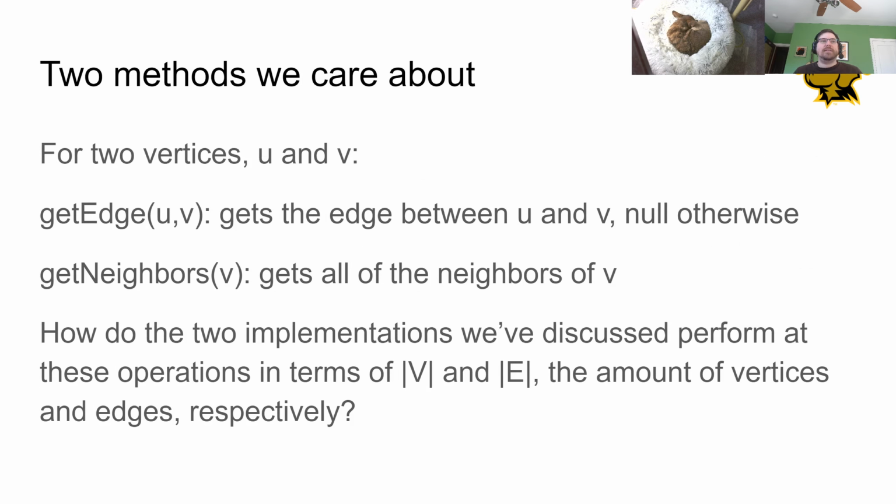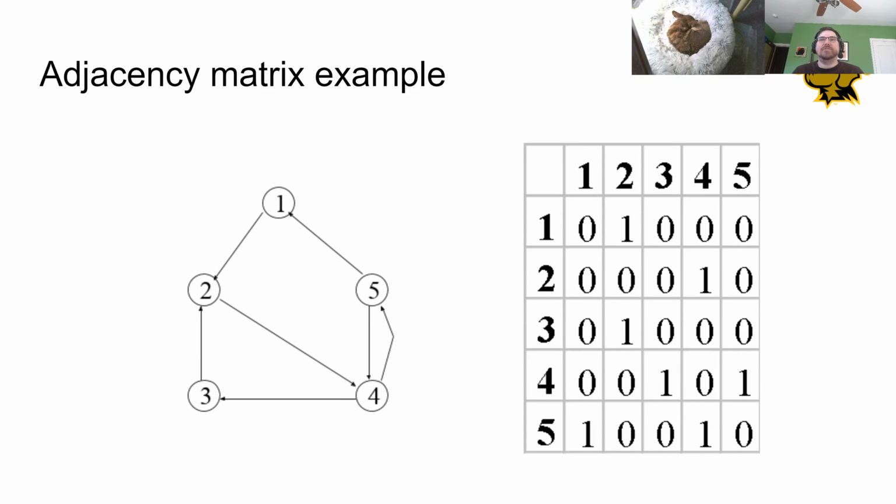But let's look at these two methods, get edge and get neighbors. How fast is get edge? If I have an array, and each of the nodes are in the array, how fast can I get an edge if I have u and v? Let's say u is 2 and v is 5. I do one array lookup to get to this array, and a second array lookup to get to this part of the array where I find the edge values. So get edge is constant time.